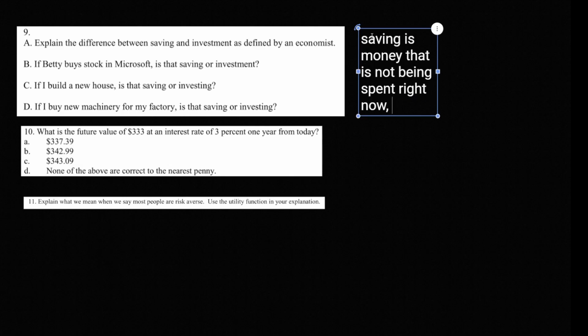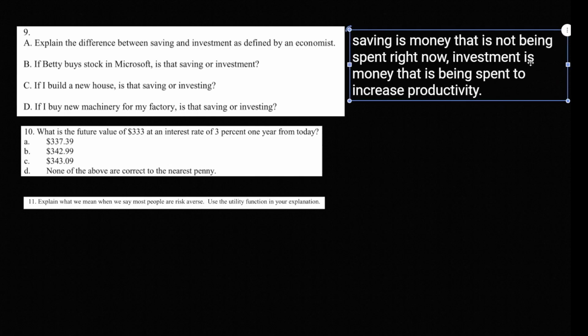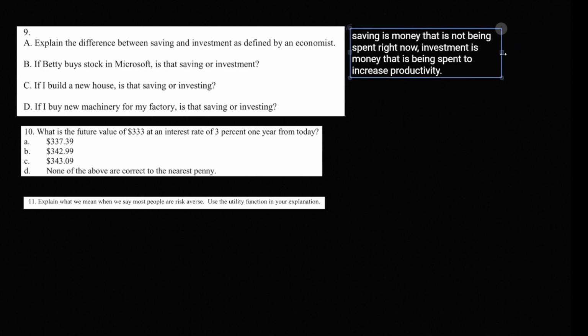Investment is money that is being spent to, I guess, increase productivity. That is probably the best way to describe it. For the most part, it is an increase in productivity. So I'll say that.